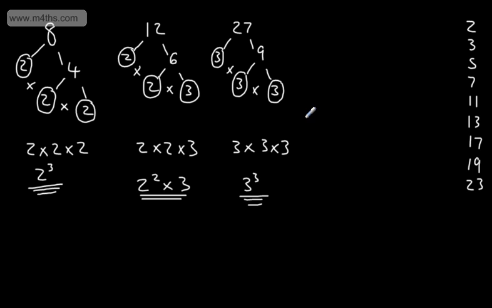Let's try another one. Let's now try 35. Can we divide 35 by 2? The answer is no. Can we divide it by 3? The answer is no. Can we divide it by 5? The answer is yes. And that leaves us 5, and that will give us now 7. These are both prime numbers, so as a product of its prime factors, we can say now that 35 is 5 times 7.